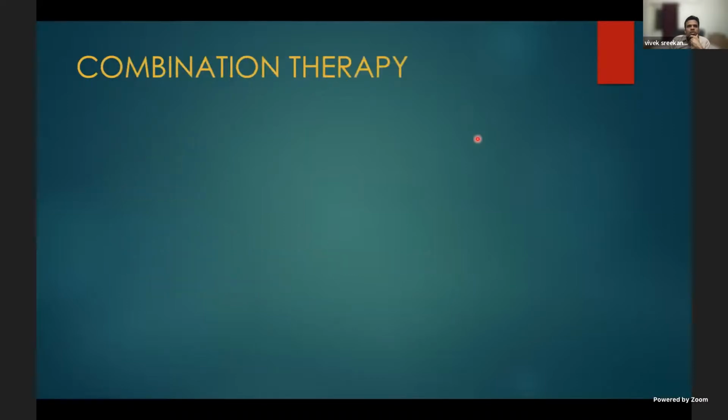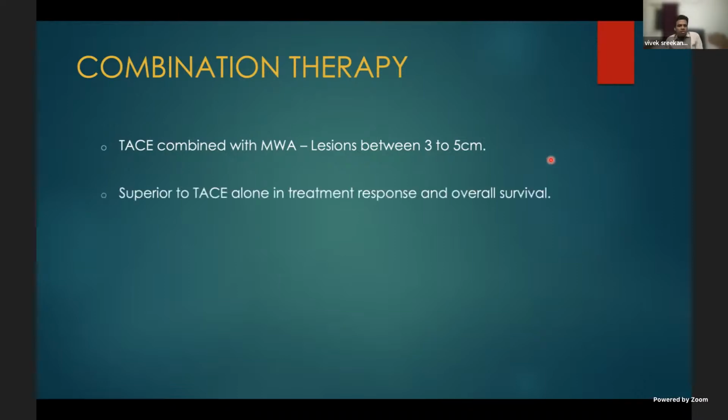So coming to combination therapy, the next lesions are HCCs between 3 to 5 centimeters. What can we do for 3 to 5 centimeter HCCs? The data suggests that we can combine TACE with microwave ablation or RF ablation in order to give a curative intent, because curative intent was only described for lesions less than 3 centimeter. Nowadays, we can actually try for a curative intent for lesions between 3 to 5 centimeters as well.